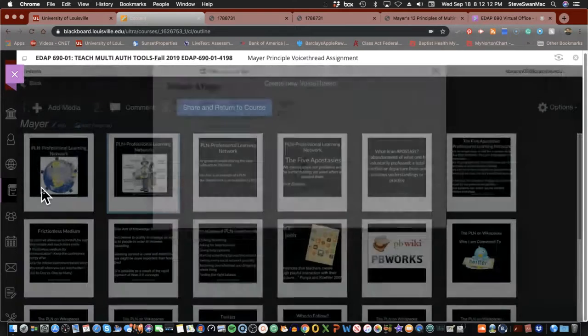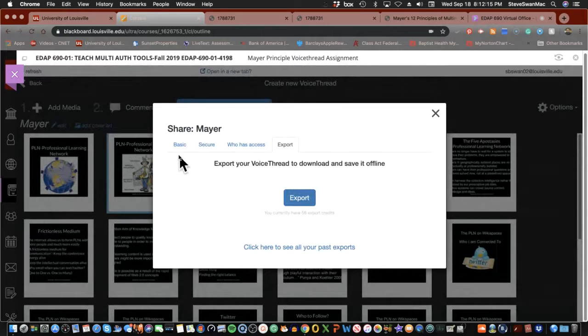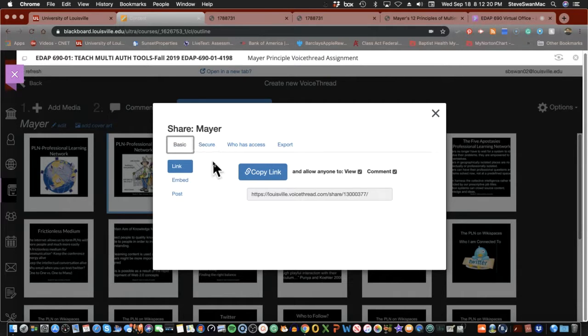Or if you go to export, you can do a basic share. From basic, you see I can copy the link, allow anyone to view and comment. By the way, what allow anyone to view and comment allows for is people who are within the VoiceThread community. Here at U of L, I'm kind of proud of the fact that I actually talked them into buying this. We're a VoiceThread community.